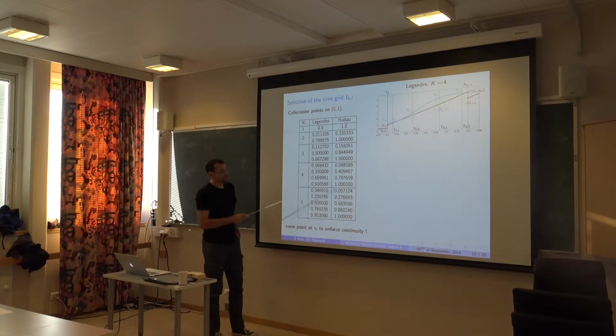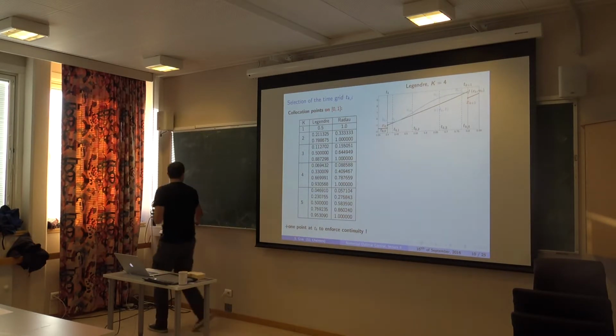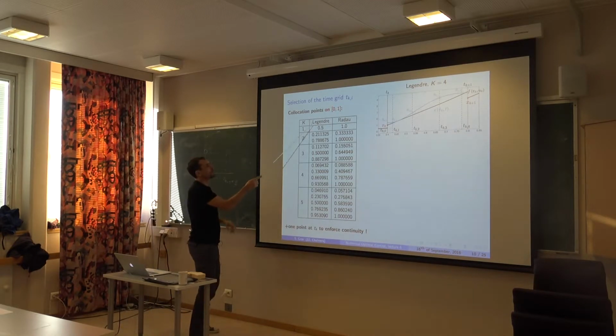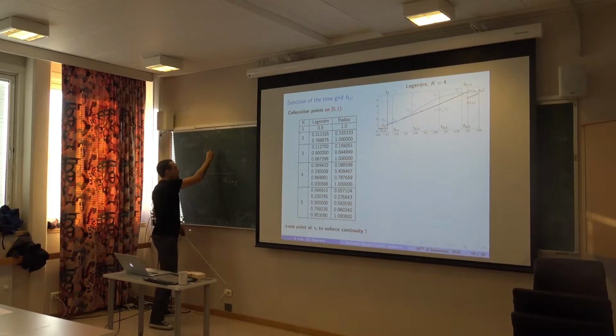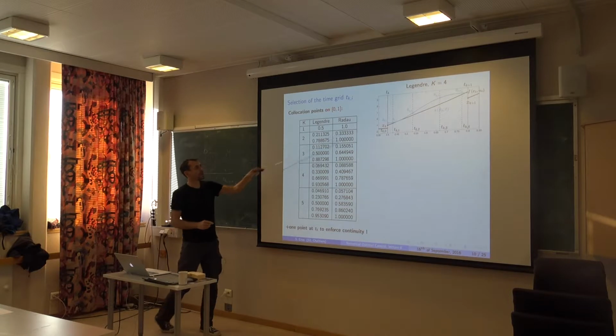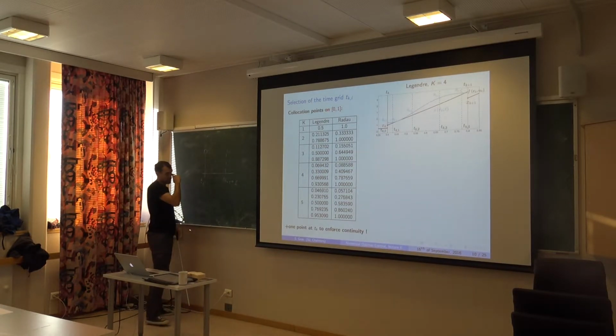So here I'm looking at the time grid 0 to 1 now. Maybe I should specify that. So you would imagine that your tk is 0 and the tk plus 1 is 1. And I'm describing the checkpoints in between. So Legendre of order 1, I'm choosing just one checkpoint in between. And Radau of order 1, I would have one checkpoint at the end and always one at the first point.